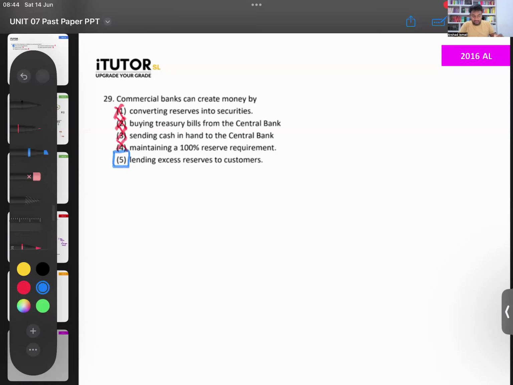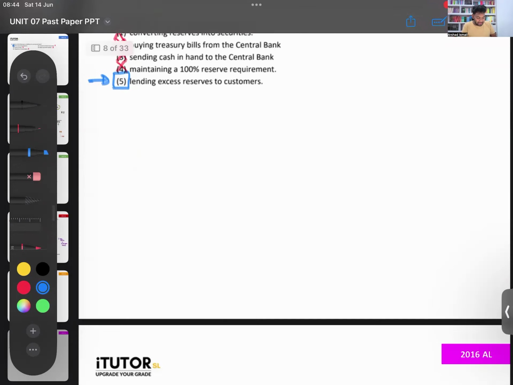So when one customer comes and deposits, you keep a certain amount as required reserve, and the balance as excess reserve you give out as loans. So then that goes on and on, and the whole credit creation process happens. So then that's your answer there. 2016, 29 is number 5. Then we go to the next one.